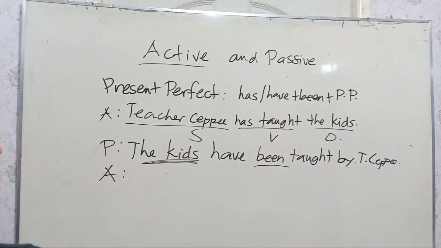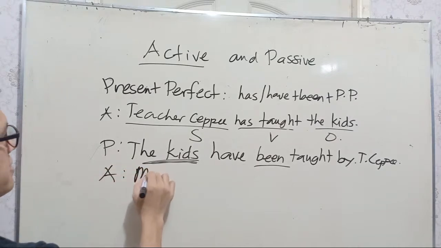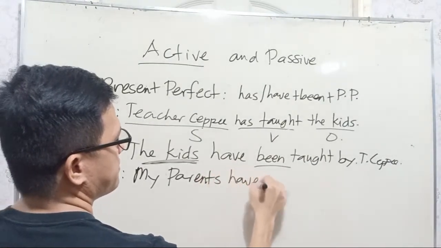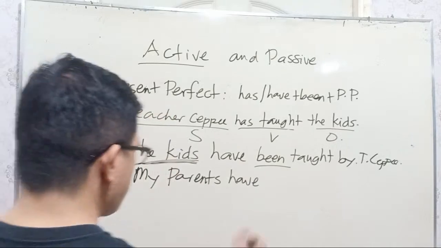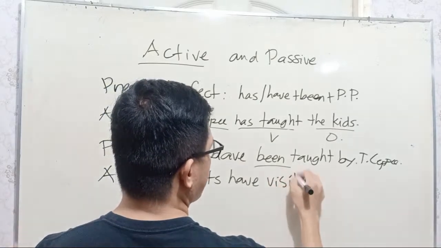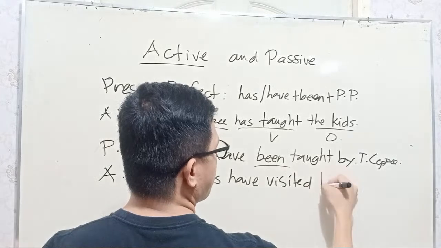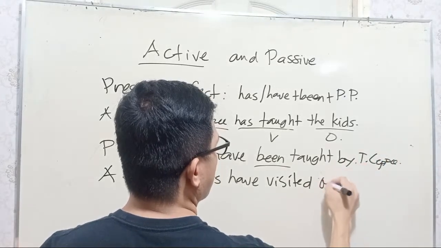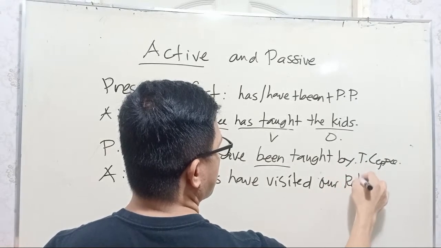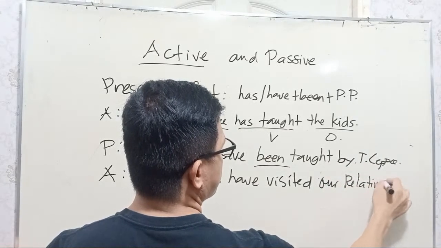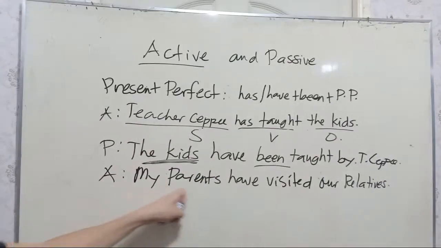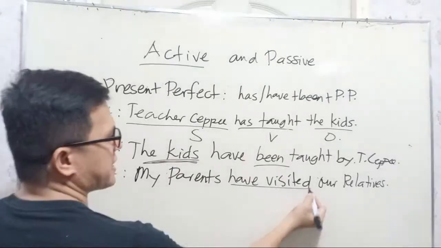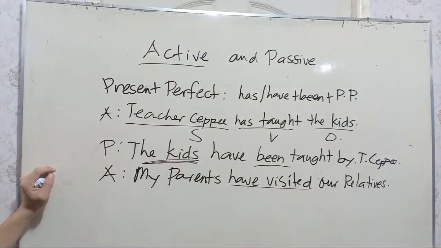Another one, shall I say: My parents have visited our relatives. Okay? My parents have visited our relatives. So, have visited is a simple present perfect tense.